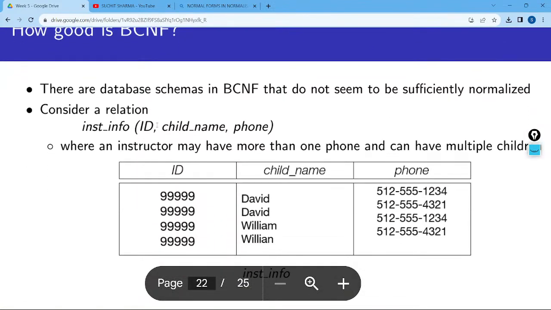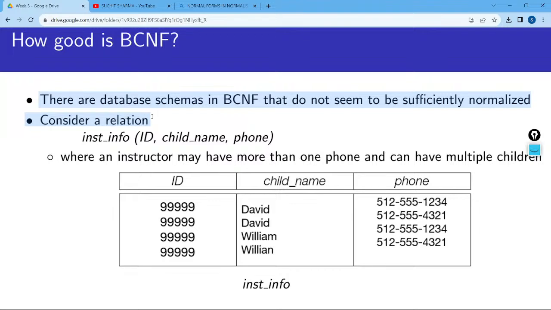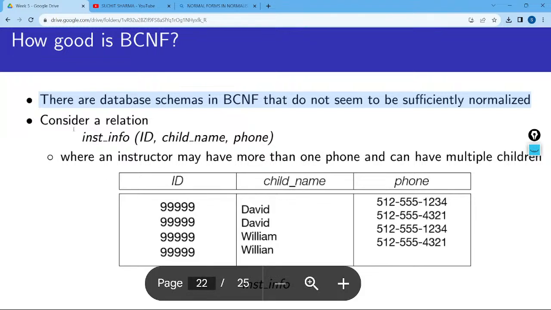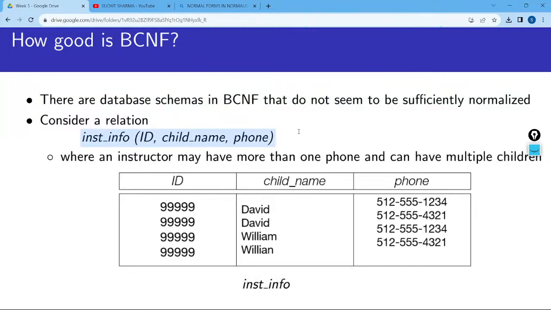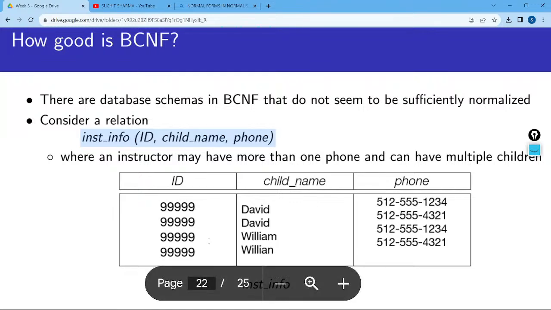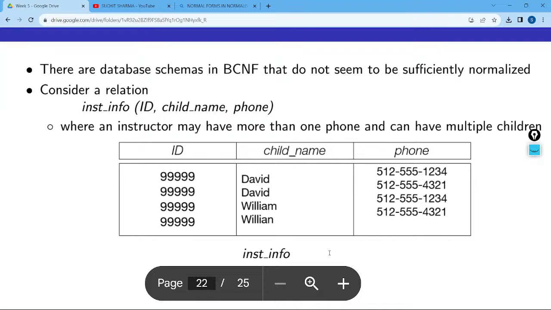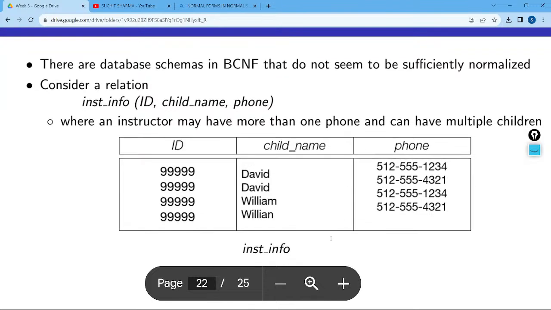How good is BCNF? There are database schemas in BCNF that do not seem to be sufficiently normalized. Consider a relation, let's call it X. Consider a relation instructor info which contains the attributes ID, child name, and phone, where an instructor may have more than one phone and can have multiple children. So this is the ID of the instructor, and the children coming under that particular instructor are David and William, and David and William individually have two phone numbers each.